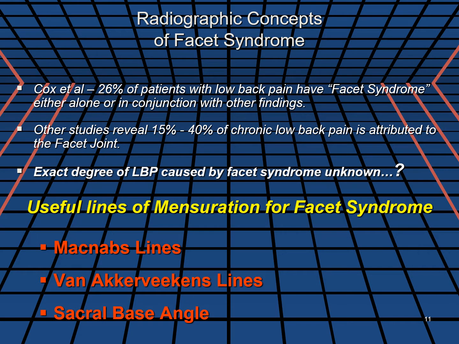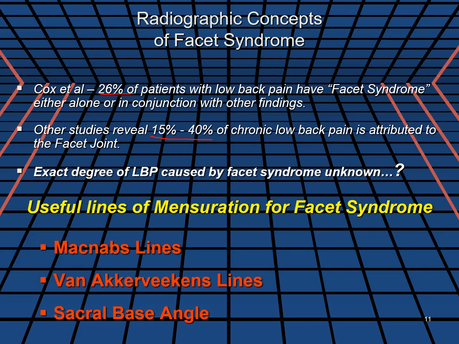All right, a few radiographic concepts concerning Facet syndromes. According to Dr. Cox, based on his studies, if you remember from the initial study in the beginning of this lecture, they rated chronic low back pain coming from the facets at about 15% of chronic low back pain sufferers. Dr. Cox, in his research, feels like it's about 26%. And as you see right over here, just other studies, it just depends. The exact degree of low back pain, really caused by any tissue in the lower back, pretty much unknown.